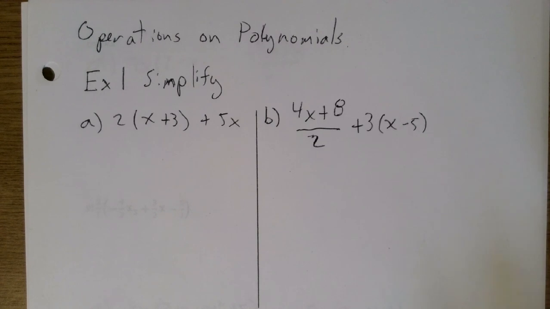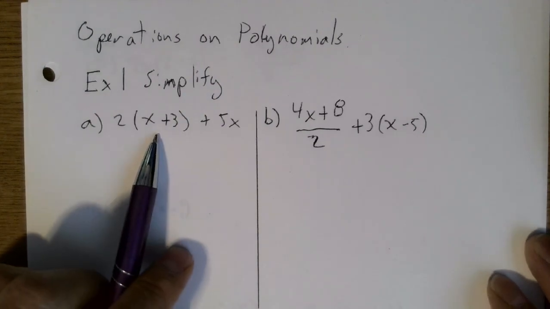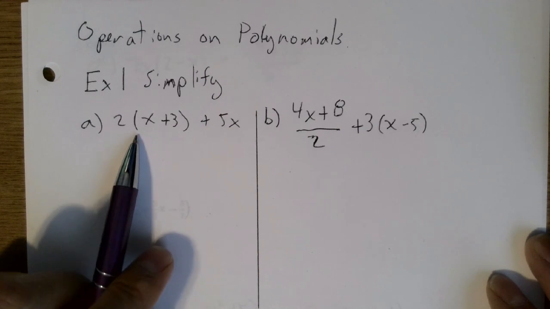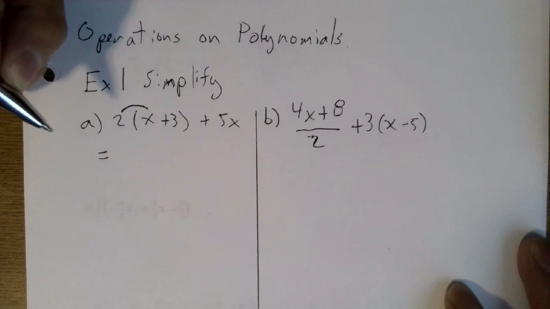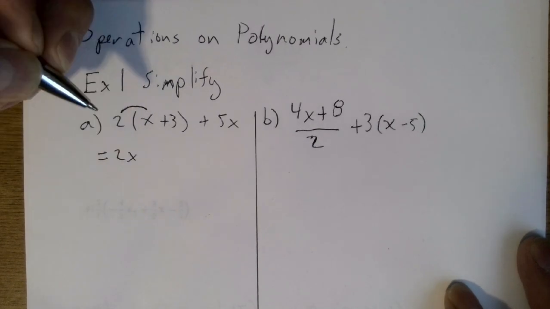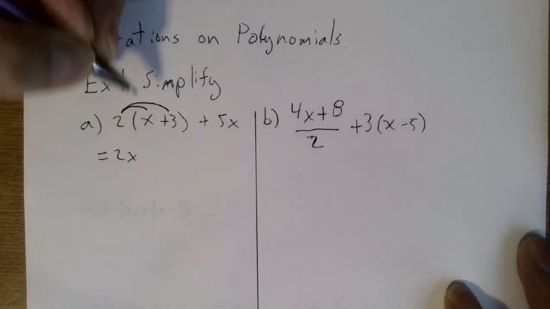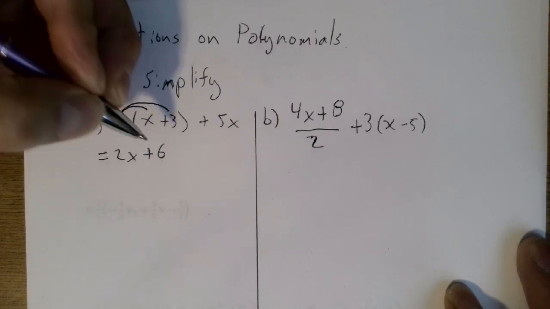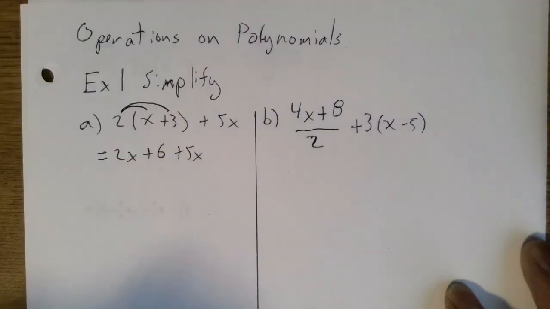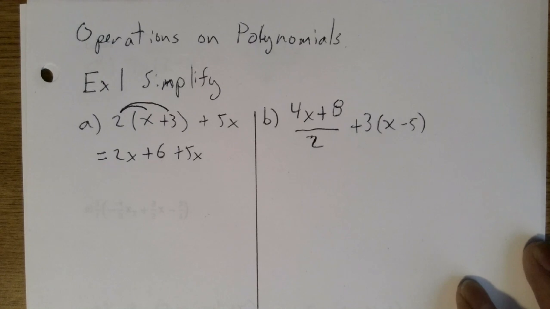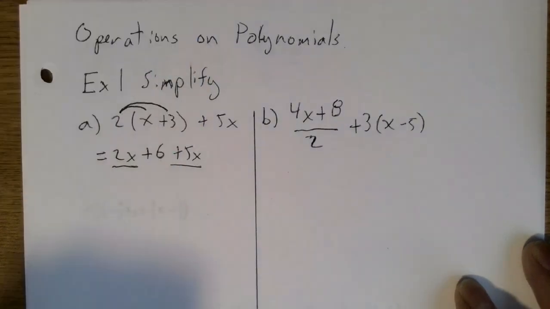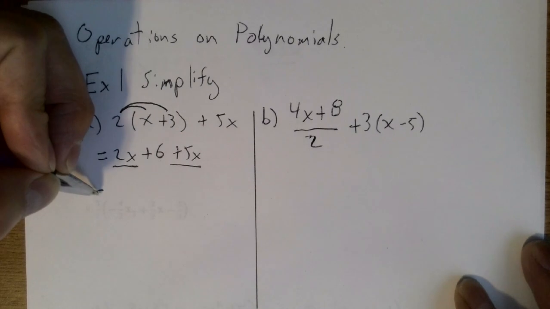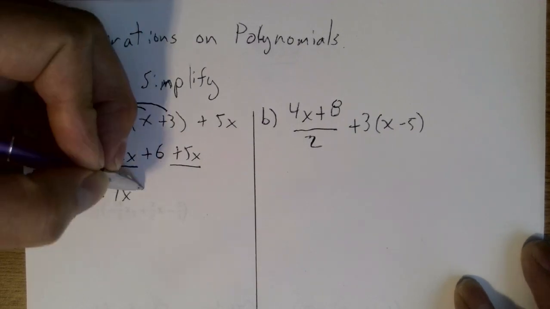So BEDMAS wise, we can't do anything inside the brackets because those aren't like terms. So we're going to look to multiply and divide next, and we've got this multiplication. So let's go 2 times x equals the line above. We'll write an equal sign there. 2x, and then 2 times 3 plus 6 plus 5x. And now we can see that the 2x and the positive 5x are like terms. So we're going to end up with 7x plus 6.